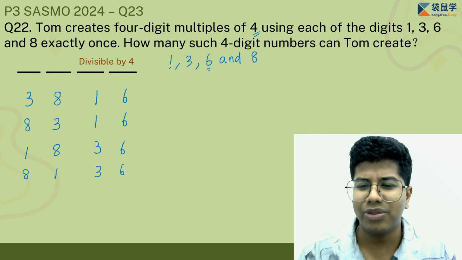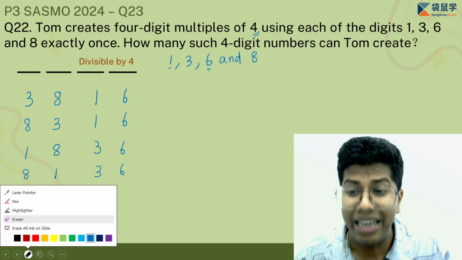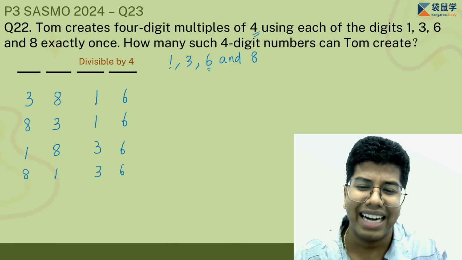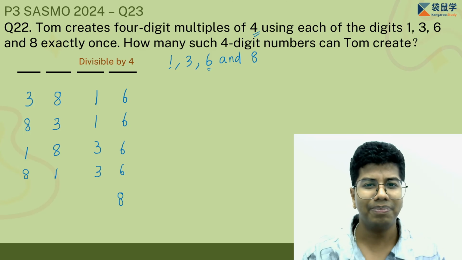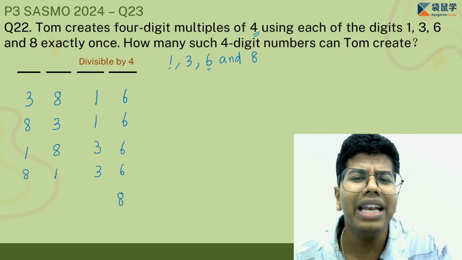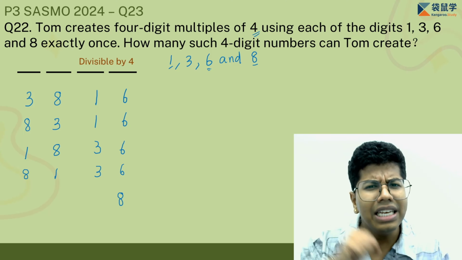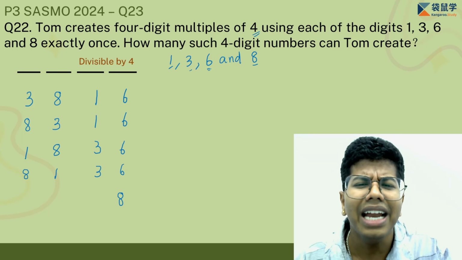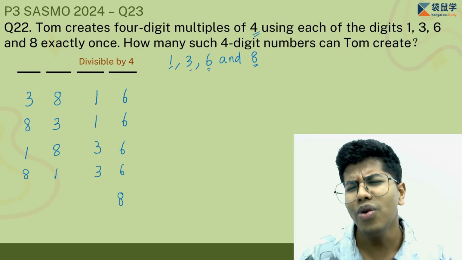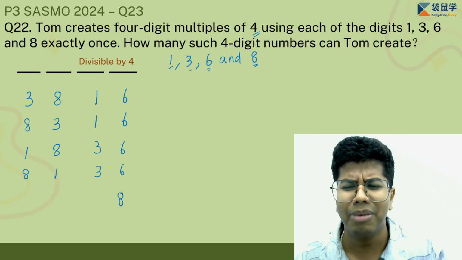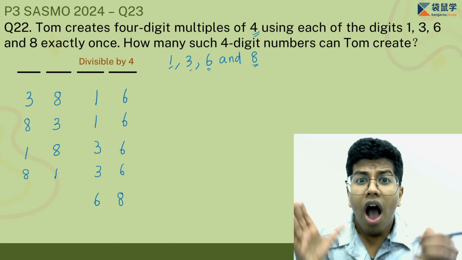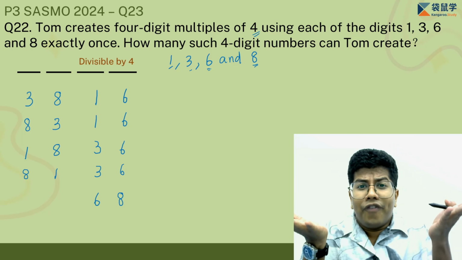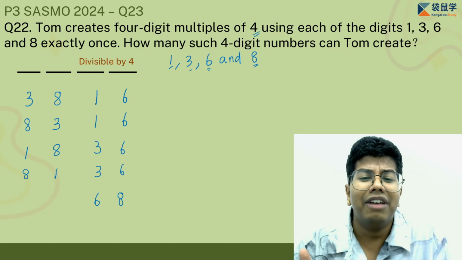Now apart from 6, is there another even number? Yes, there is 8 that is present. So I can put 8 here. Now let's check. Is 18 possible? 18 is divisible? No. Is 38 possible? 3 and 8. No. Is 68 possible? Let's just check. 68 is divisible by 4. So here this number is going to be divisible by 4.